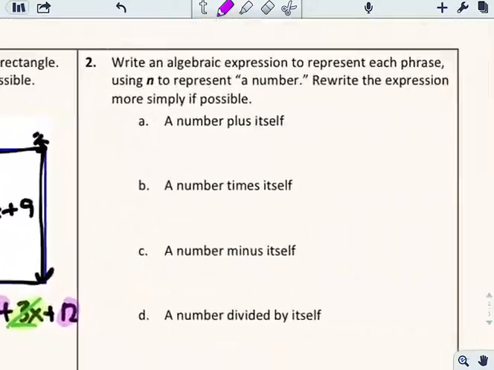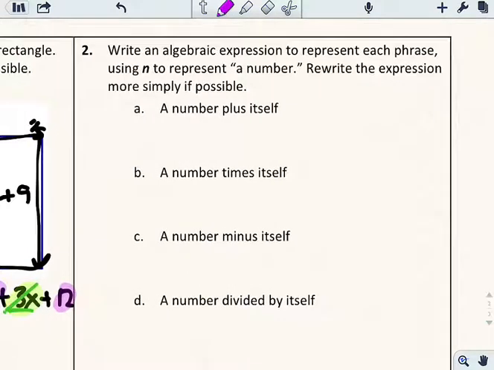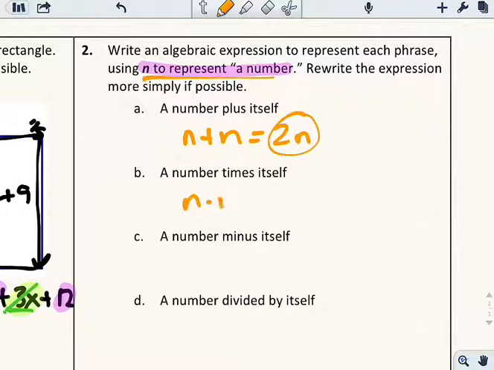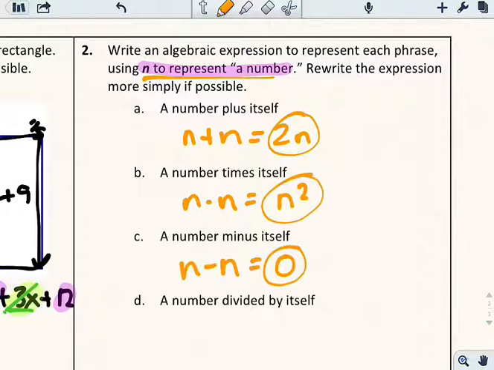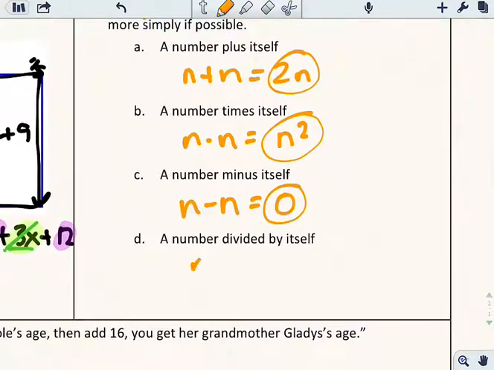Write an algebraic expression to represent each phrase using n to represent a number. Rewrite the expression more simply if possible. Okay, let's try it. A number plus itself, so that's going to be n plus n because n is used to represent a number. I can rewrite that as 2n. A number times itself, I can write that as n squared. A number minus itself, I can make that 0 because anything subtracted from itself is 0, and a number divided by itself, n over n equals 1.